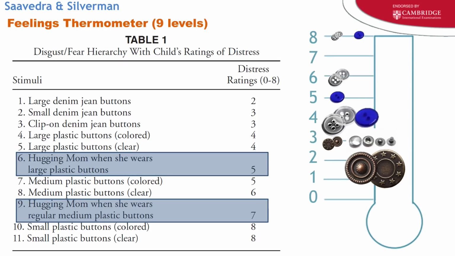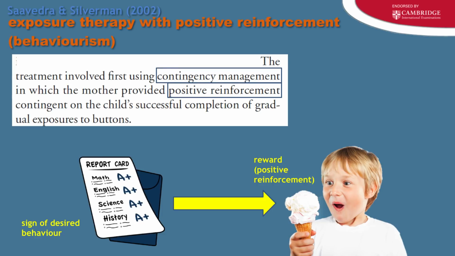As the exposure went on, we are told that there was a contingency management system used, also known as a token economy, to help the little boy feel comfortable around buttons by associating their exposure to positive reinforcement or reward. Now, in the original article, which is rather short, we're not told exactly what the positive reinforcement was. Was it candy? Was it toys? Was it positive praise from the mother? All we know is that the mother was the one providing the positive reinforcement.